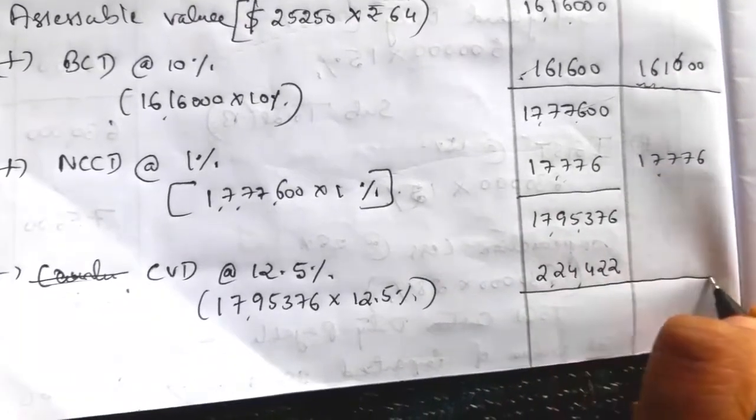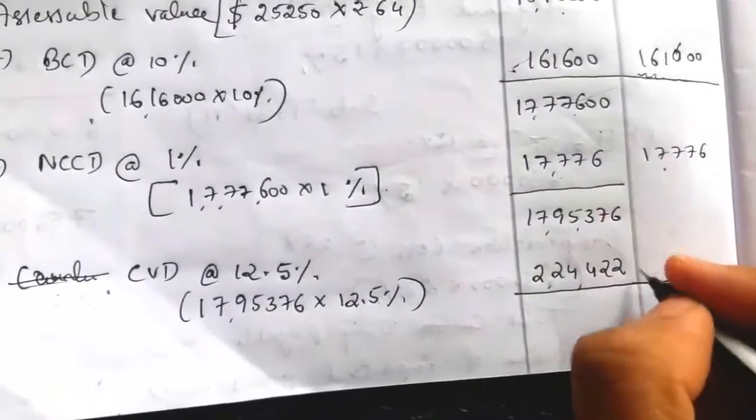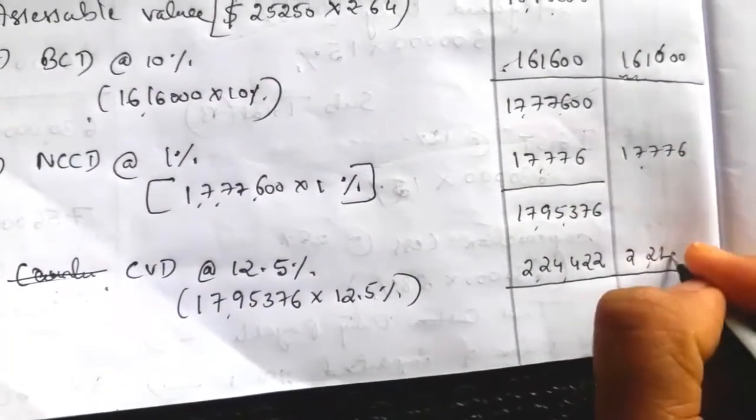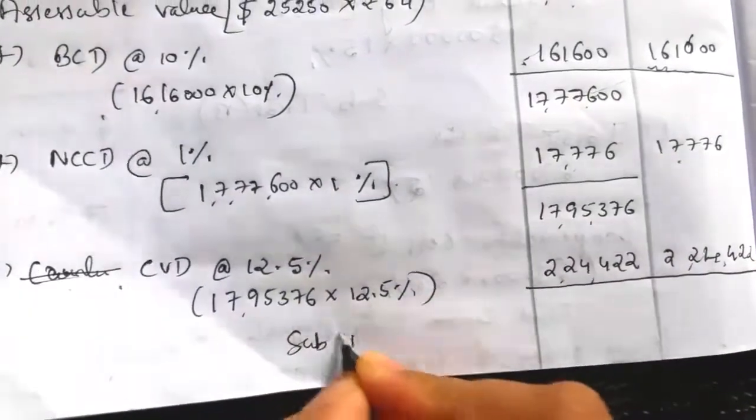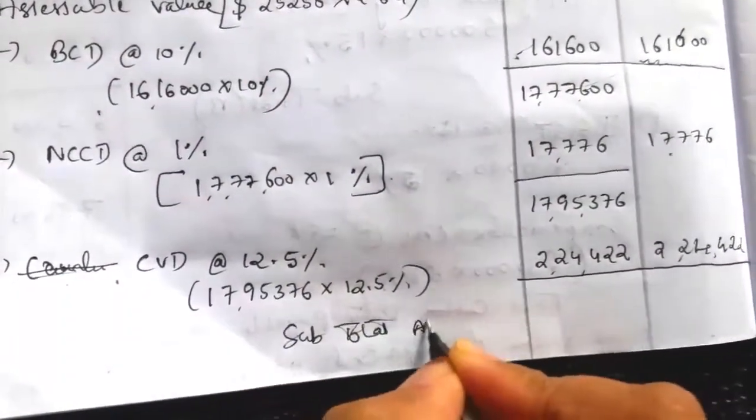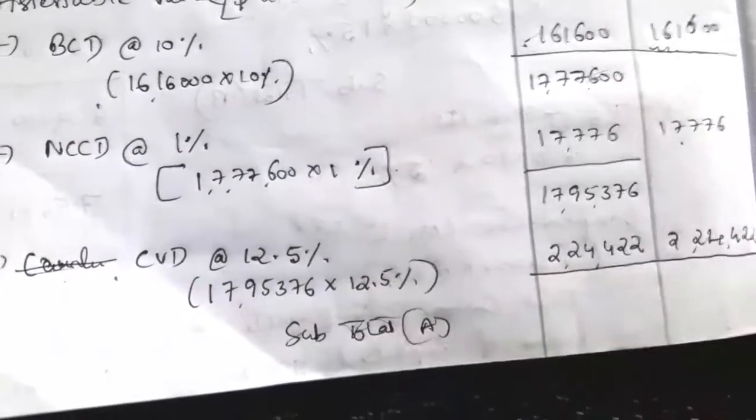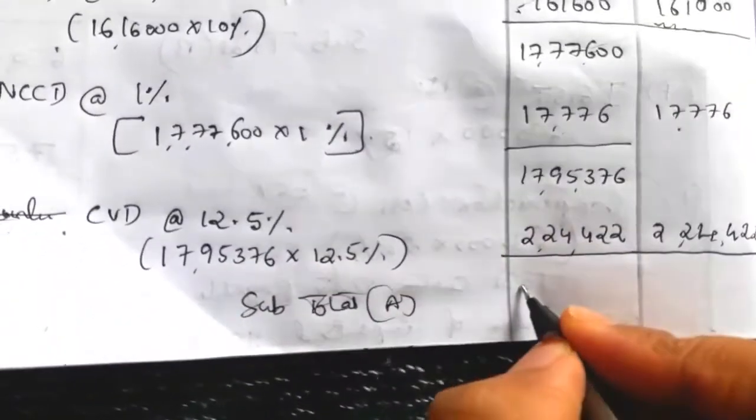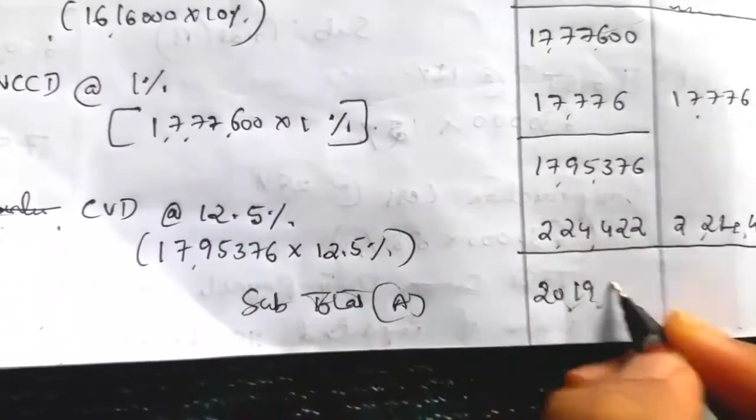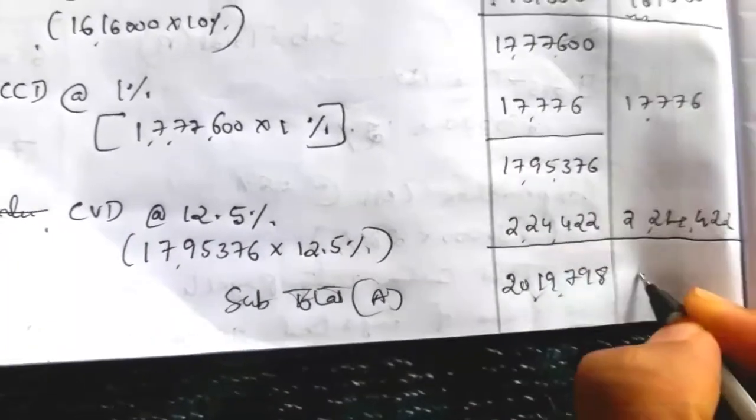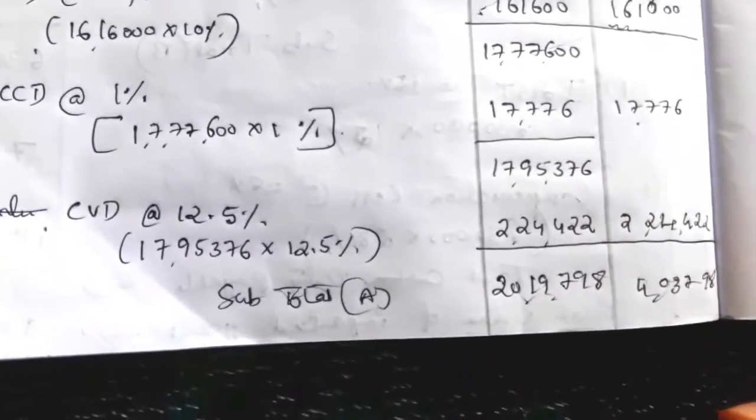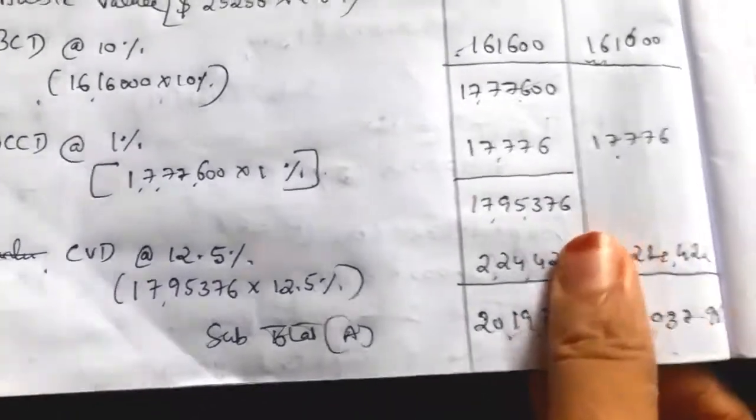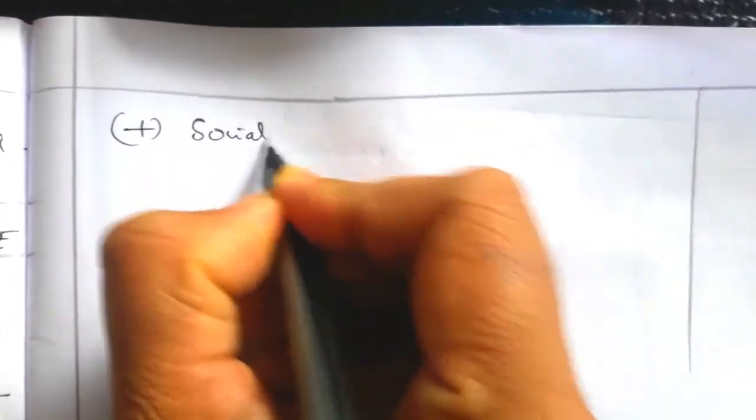Now we have to arrive at subtotal A. So subtotal A, how much? So that is equal to 20,19,798. Here the duty is 4,03,798. So next we have to add social welfare surcharge.